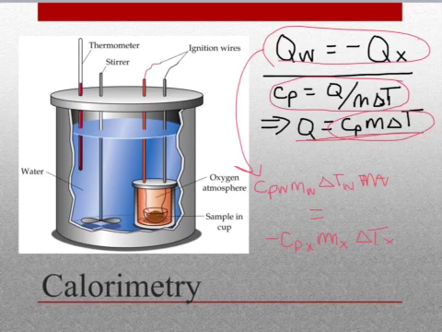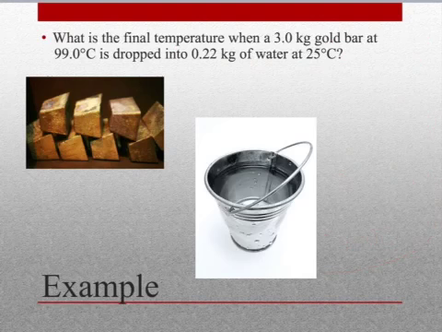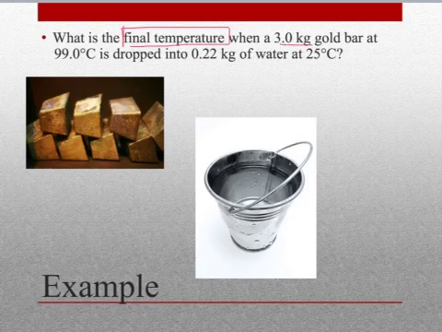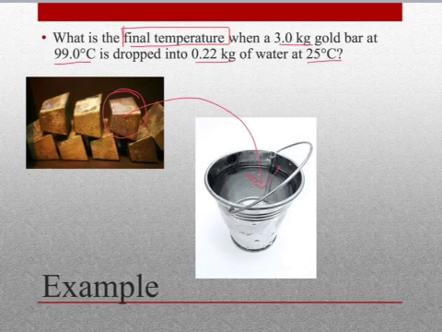So now, let's look at an example of using this to solve for some fact in these two equations. We want to know something that's going to happen. Our example here is we're going to ask this question: what is the final temperature when a 3 kilogram gold bar at 99 degrees Celsius is dropped into 0.22 kilograms of water at 25 degrees Celsius? So we're going to take one of these pretty gold bars, dump them in some water, find out what happens, and we're going to calculate the final temperature. So we're finding TF.